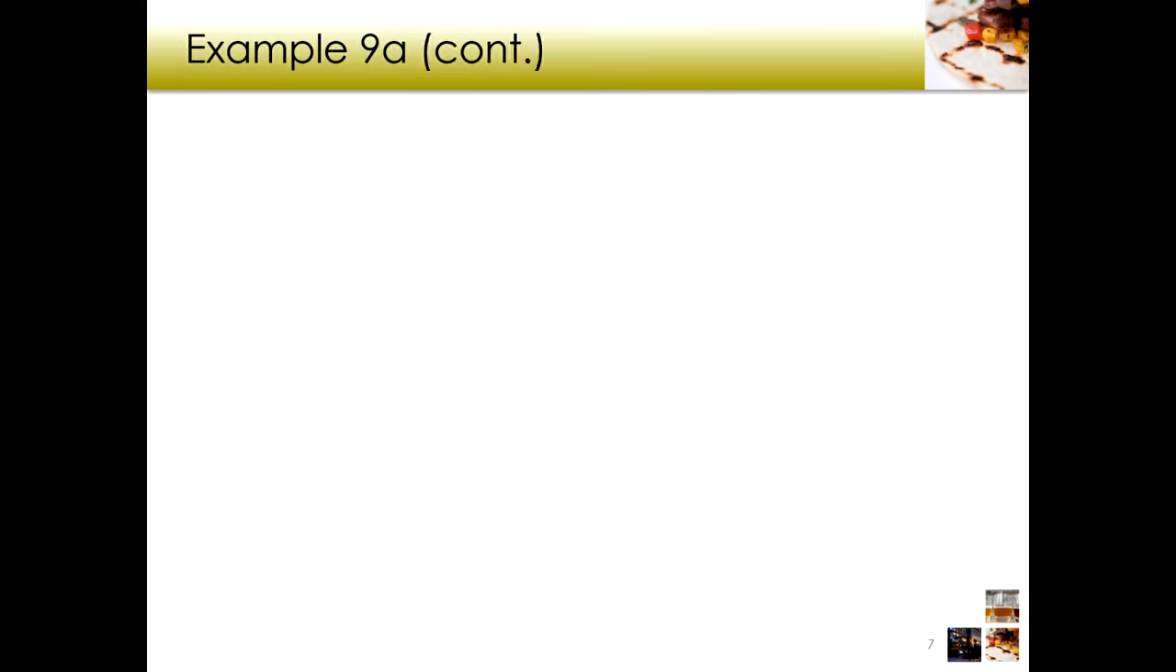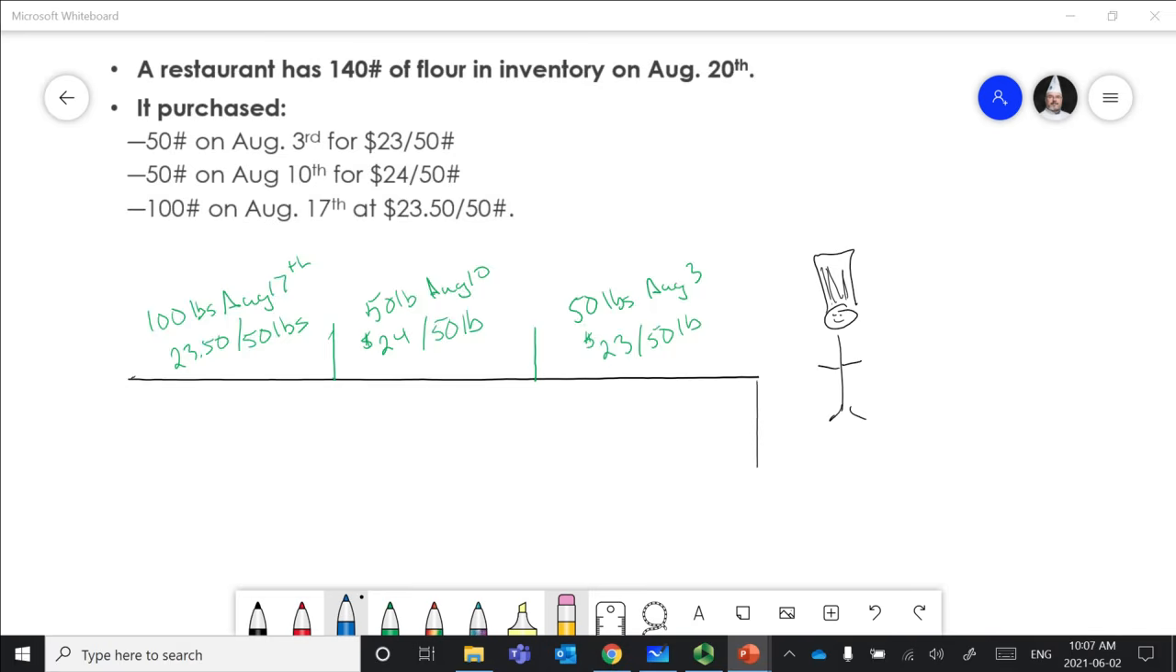If we look at my screen here, I've drawn a little picture with a cute little chef, and what the chef represents is which products he's going to use first. You'll notice this shelf in the black line. I've placed these orders on the shelf following first in, first out. Our first order was August 3rd, where we bought 50 pounds at $23 for that 50-pound bag. That's the product the chef would use first, right? After that, they would move on to the order that came in on August 10th, and then the order that came in on August 17th, right?